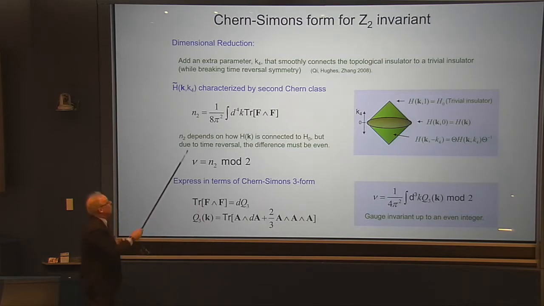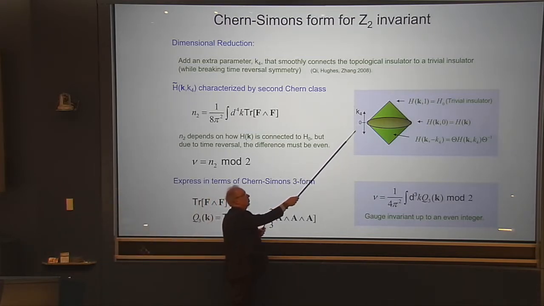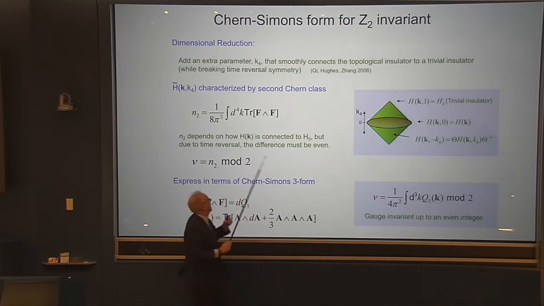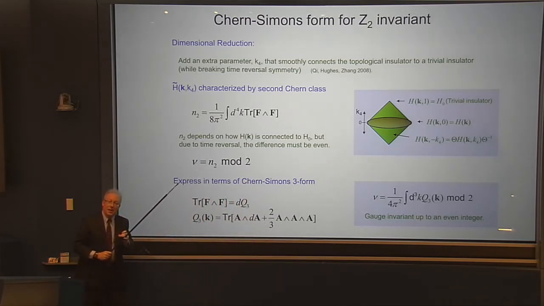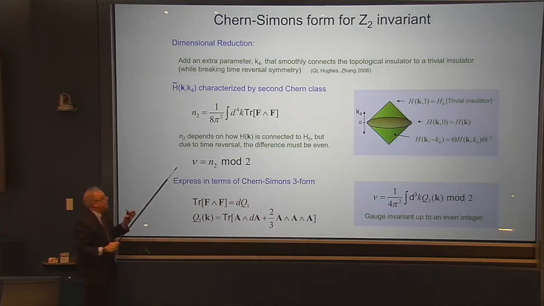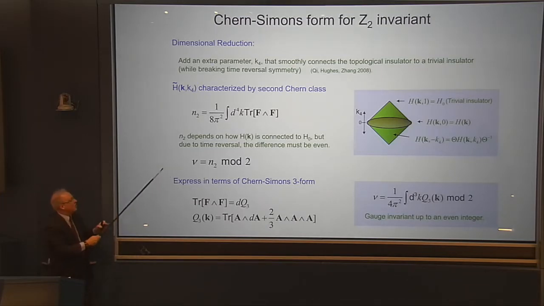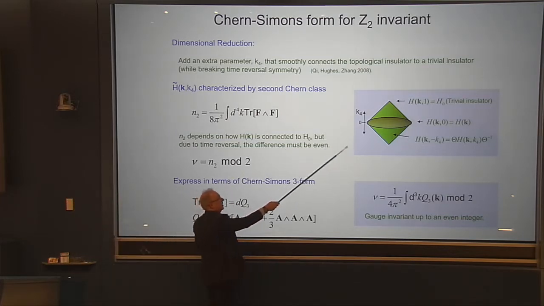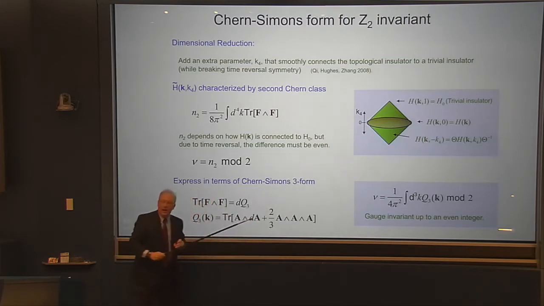And this, like the first Chern number, is guaranteed to be an integer. Now, of course, this integer might depend on exactly what process I use to smoothly connect my topological insulator to the trivial one. I could do it in different ways and get different answers for that integer. But I have to do it the same way on the top and the bottom, and what that means is that the mistake I make is only going to be an even integer. So whether this integer is even or odd is independent of the way that I close it.